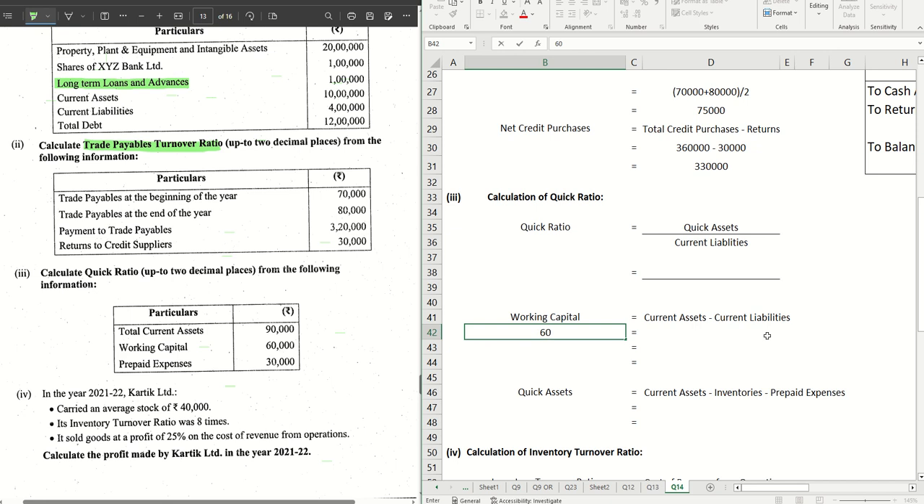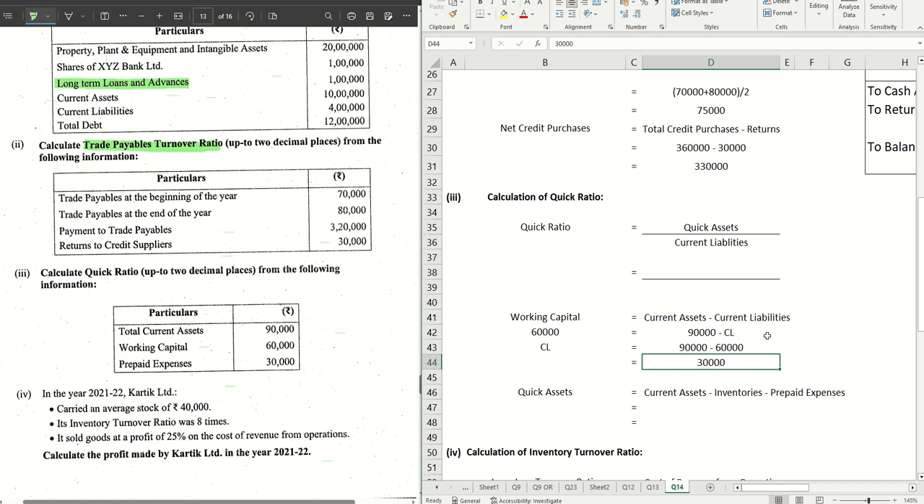So let's do that. 60,000 equals current assets, which is 90,000 minus current liabilities. So in that case, current liabilities will be equal to 90,000 minus 60,000, right? They interchange their places. So the current liabilities come to 30,000. That's our current liabilities.